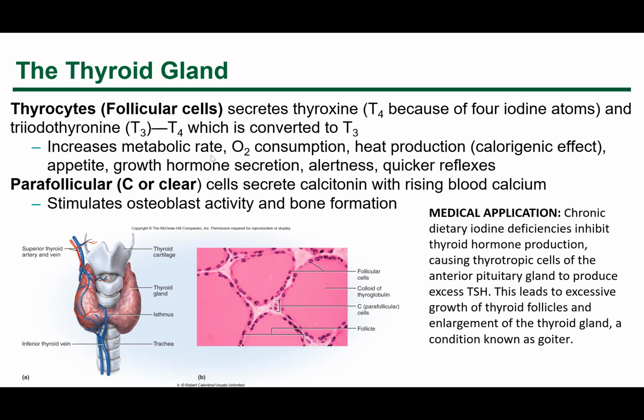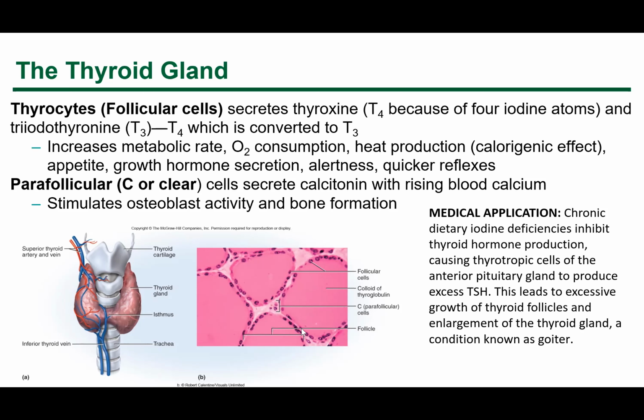So this is going to increase metabolic rate, so increase the rate at which you're oxidizing oxygen to make ATP. It has a calorigenic effect, which means heat production. It makes you hungry. There's growth hormone secretion. Remember, I said that growth hormone and thyroid hormone kind of work hand in hand. And it does increase central nervous tone to contribute to alertness and quicker reflexes, but nothing superhuman, right? You wouldn't turn into a Superman if you had a big thyroid, so that's not going to happen. Sorry, guys.